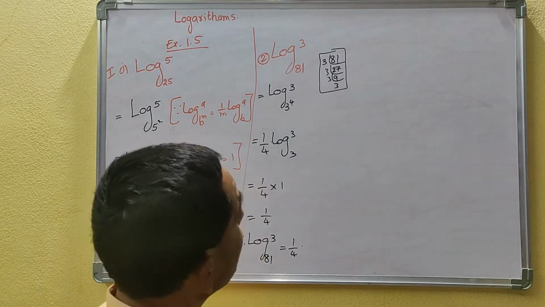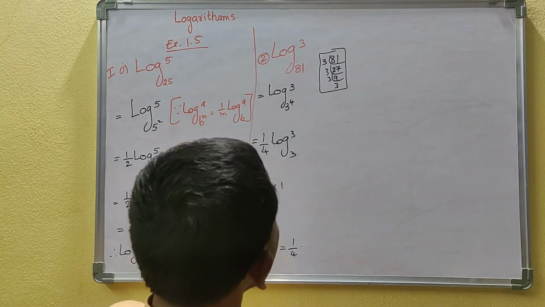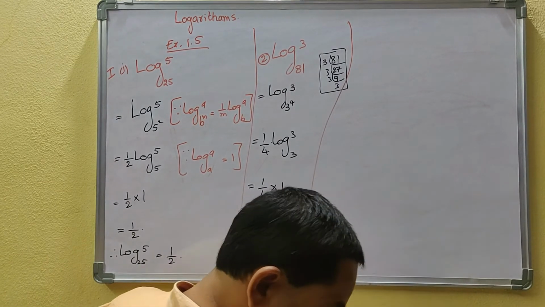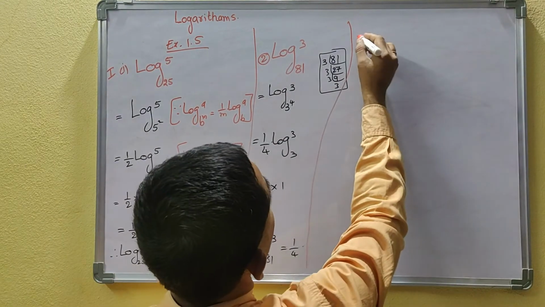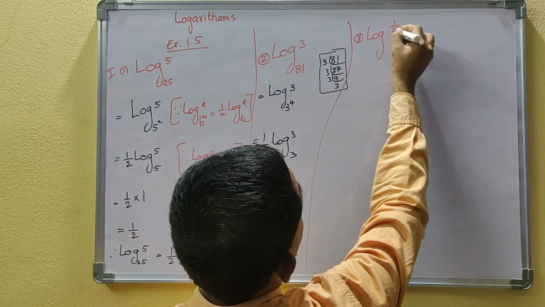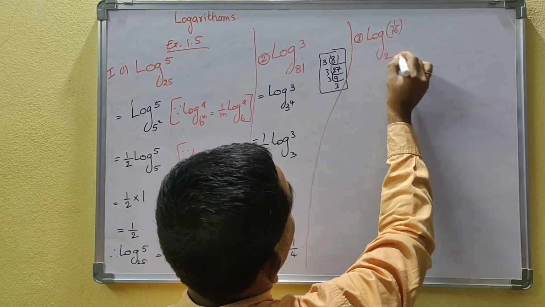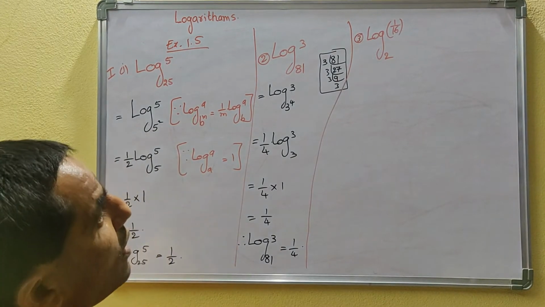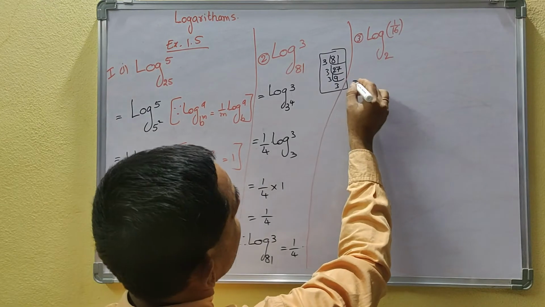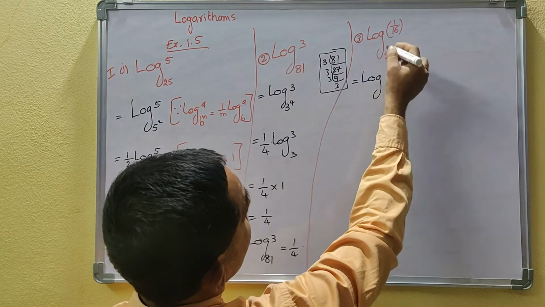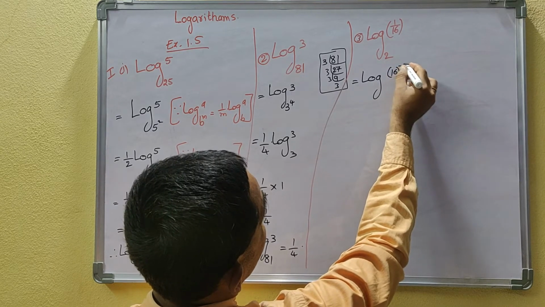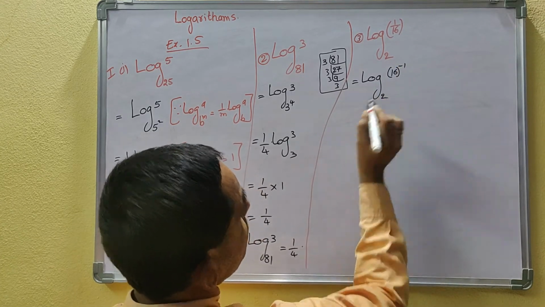Next one, third question. Log 1 by 16 base 2. So third question, log 1 by 16 base 2 is there. I will write this question as log. 1 by 16 can be written as 16 whole to the power of minus 1, and base 2.